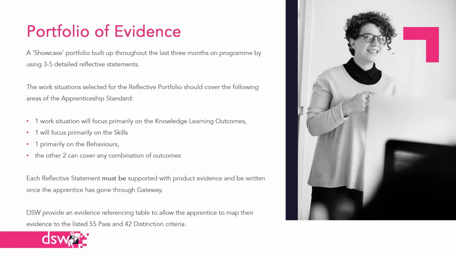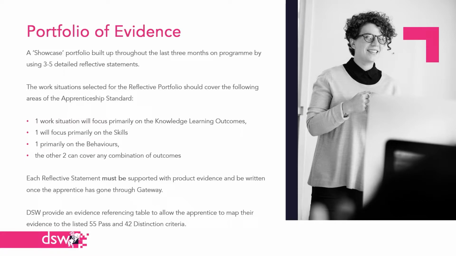One work situation will focus primarily on the knowledge learning outcomes, one on the skills and one on the behaviours. The other 2 can cover any combination of each outcome. Each reflective statement is a written account of a specific work situation and must be supported by product evidence. It's the apprentice's responsibility to ensure that the evidence covers the knowledge, skills and behaviours of the standard. All evidence should be accurately referenced to correct learning outcomes using the portfolio referencing table.